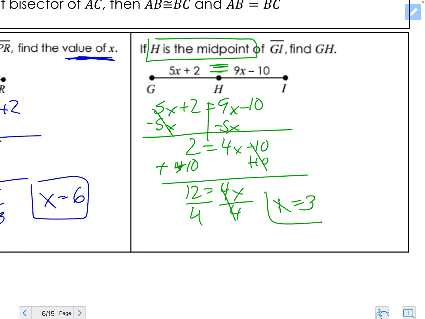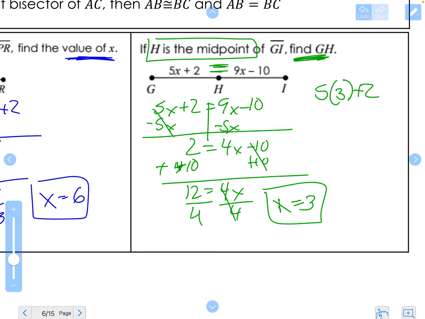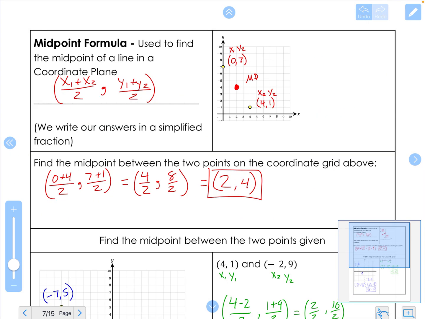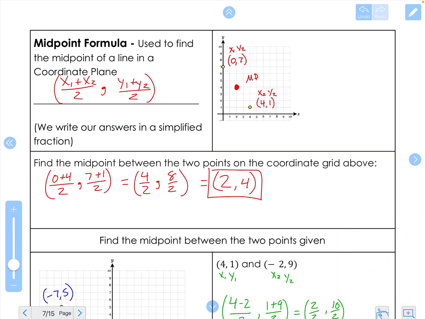So x equals 12. Now this problem wants me to find GH, so I need to put 12 back in. Oh, I forgot to erase this one. Give me a second, guys.